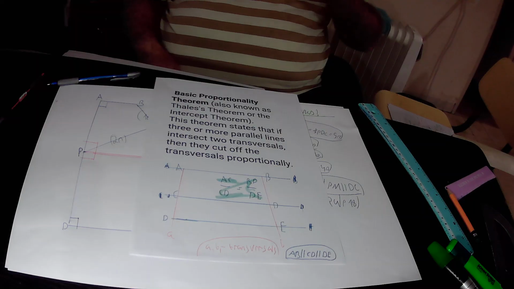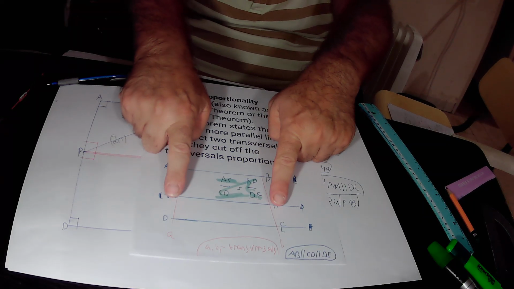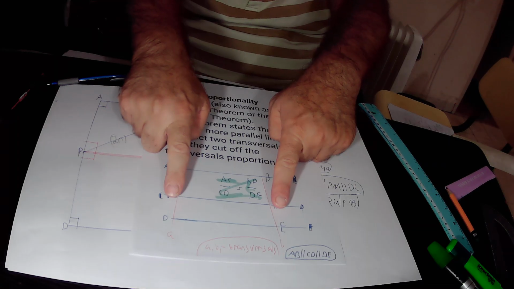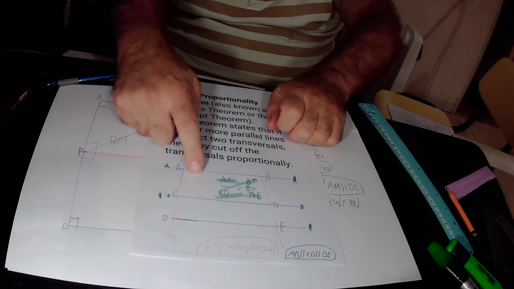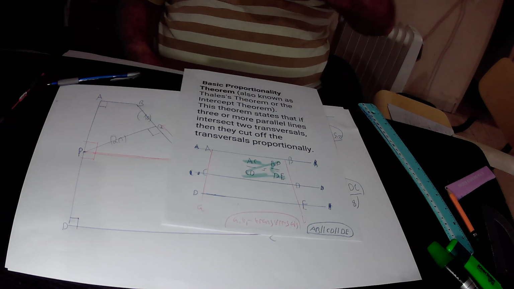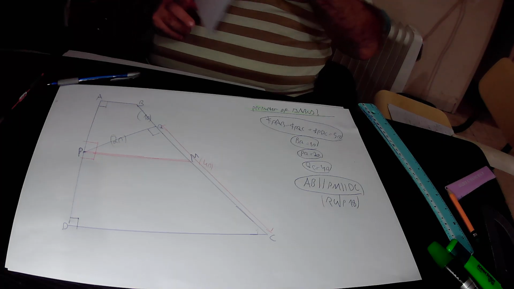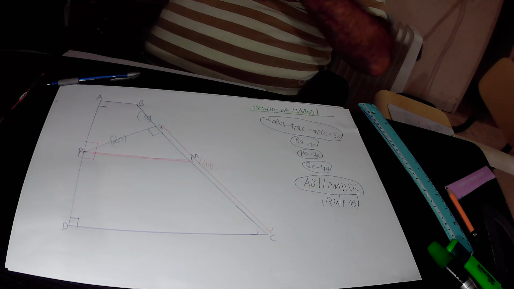So the basic proportionality theorem talks about those two red line segments A and B that connect the three parallels together. So we can implement the basic proportionality theorem in our drawing. Why? Because in our drawing we have three parallel lines.